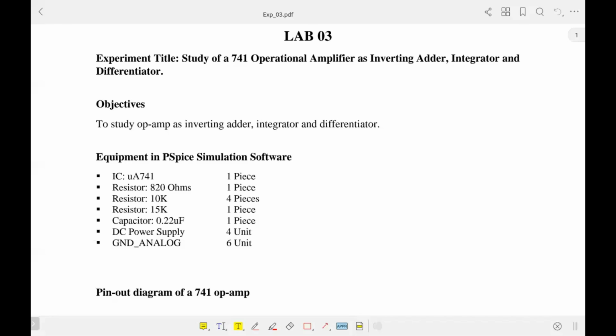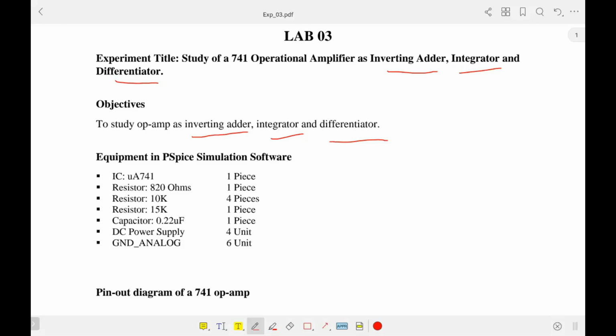Hello everyone. So I'm going to demonstrate our lab 03. The experiment title is Study of a 741 operational amplifier as Inverting Adder, Integrator and Differentiator. The objectives of this experiment are to construct an inverting adder, an integrator and differentiator, and we are going to simulate this environment in PSpice.